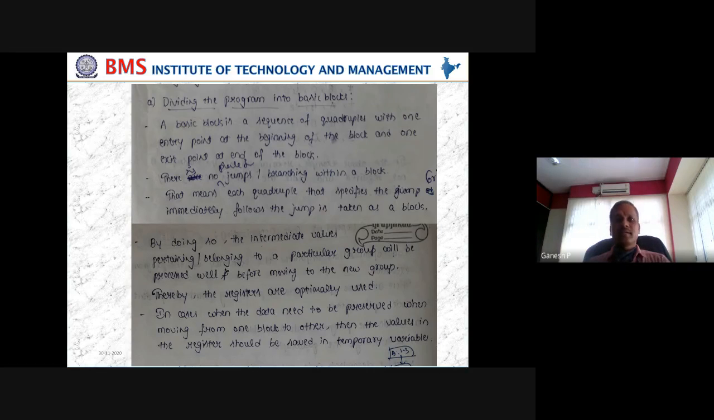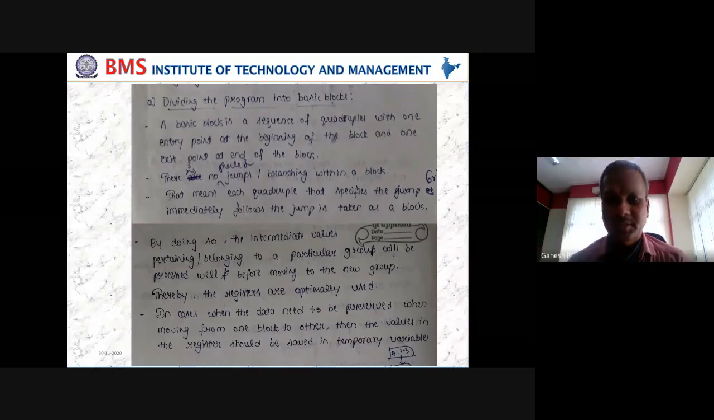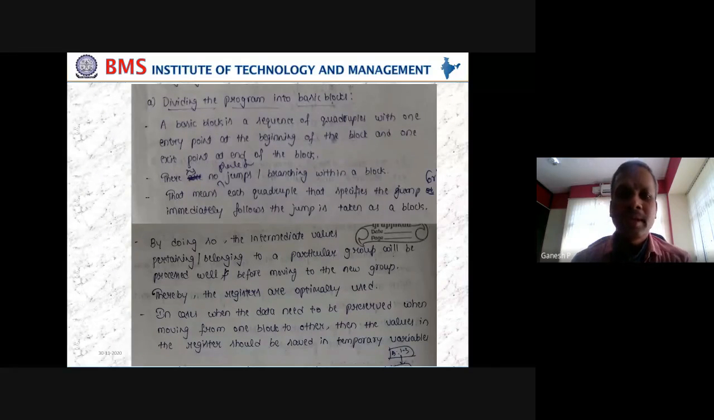Let us look at the first concept, dividing the program into basic blocks. A block, we know, is a group of instructions which we are going to consider. In our case, since we already have some quadruples, we can assume that this group of quadruples is going to be a block. Each block will have an entry and an exit, because you cannot simply block instructions of a program as we want or with a specific number.